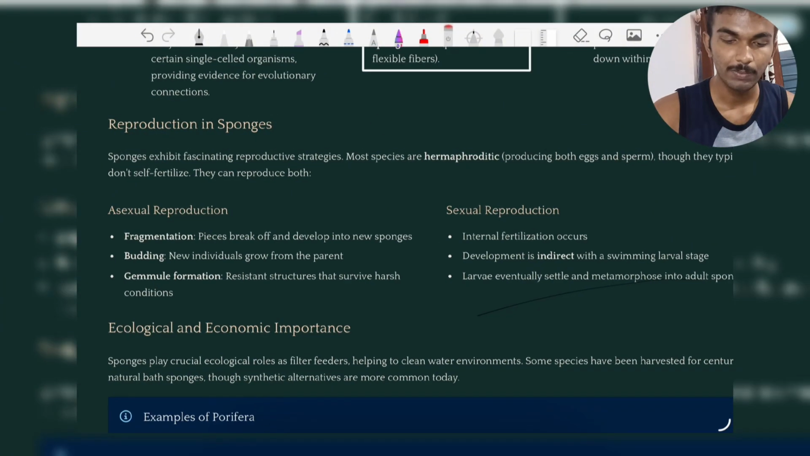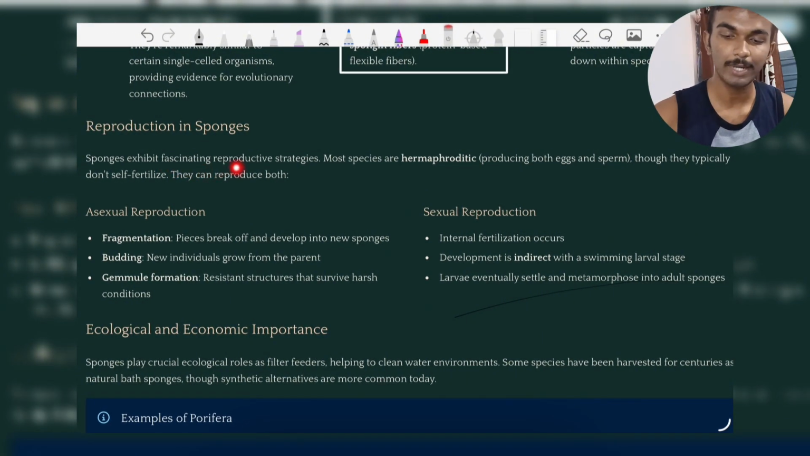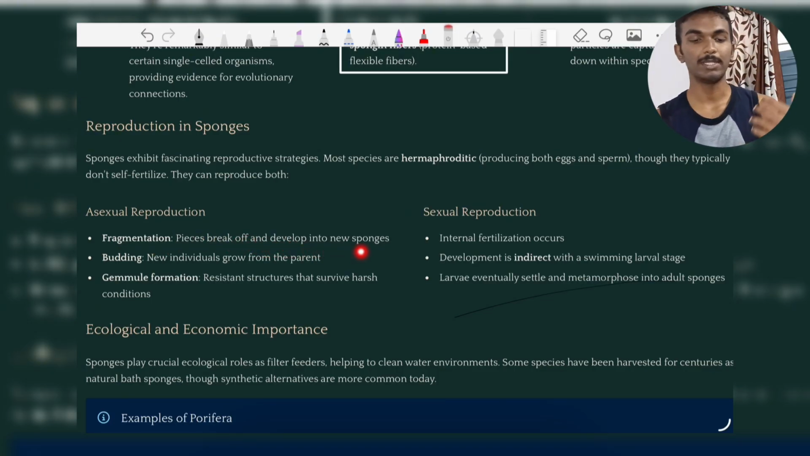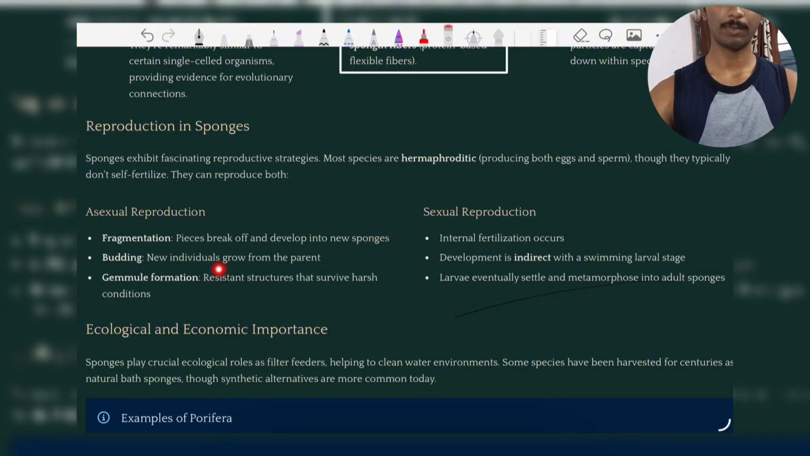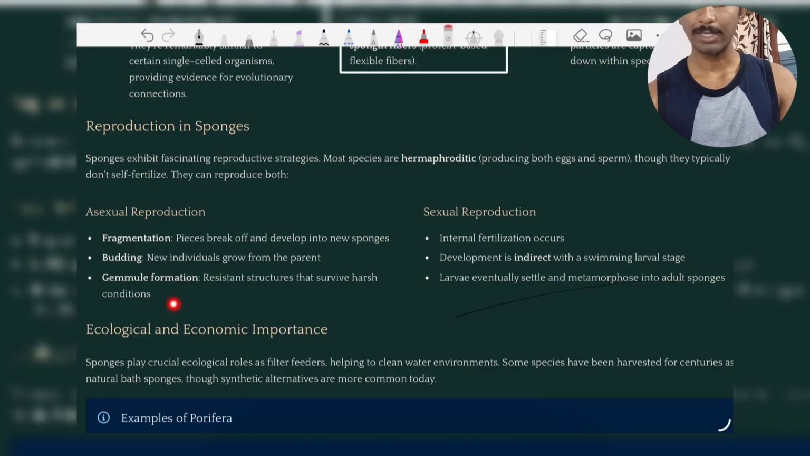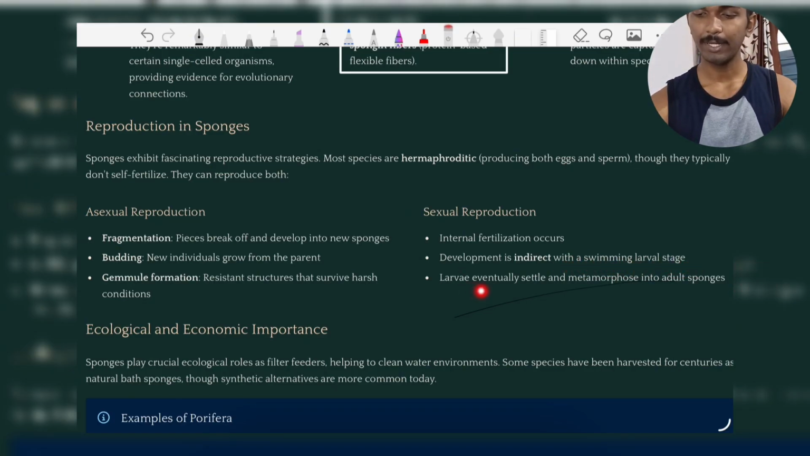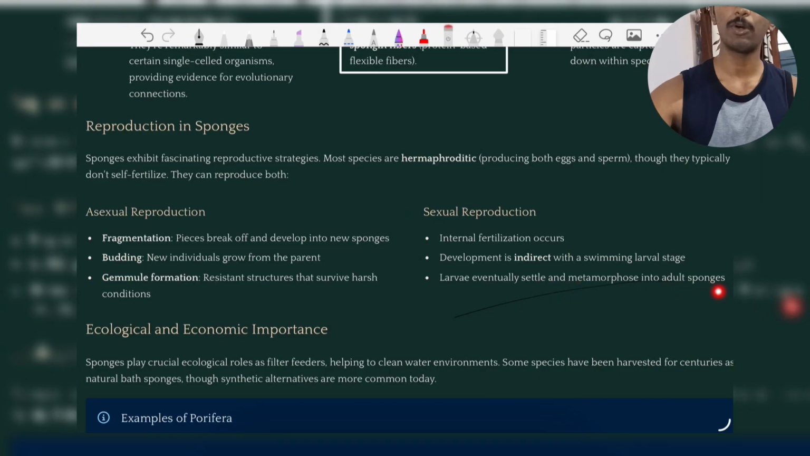Reproduction in sponges. Sponges exhibit fascinating reproductive strategies. Most species are hermaphrodite, producing both eggs and sperm. Though they typically don't self-fertilize, they can reproduce both ways. Asexual reproduction: fragmentation, where pieces break off and develop into new sponges; budding, where a new individual grows from the parent; gemmule formation, resistant structures that survive harsh conditions. Sexual reproduction: internal fertilization occurs. Development is indirect, having a swimming larval stage. Larvae eventually settle and metamorphose into adult sponges.